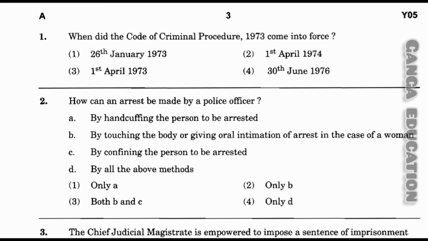Now question number 2. How can an arrest be made by a police officer? A. By handcuffing the person to be arrested. B. By touching the body or giving oral intimation of arrest in case of a woman. C. By confining the person to be arrested. D. By all of the above.